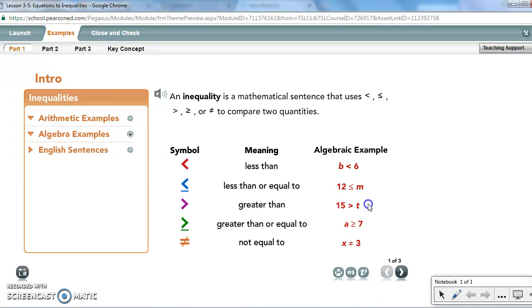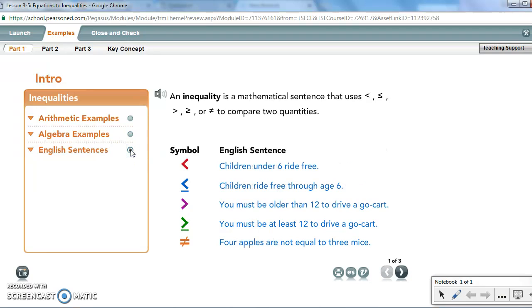You might be saying, but what are all these variables? Well, we're going to talk a little bit about how we can plug different numbers in for these variables to see if it's true or false. If I plug 5 in for B, is 5 less than 6? It sure is. So we're going to talk about how we can plug different numbers in to see if it makes the statement true.